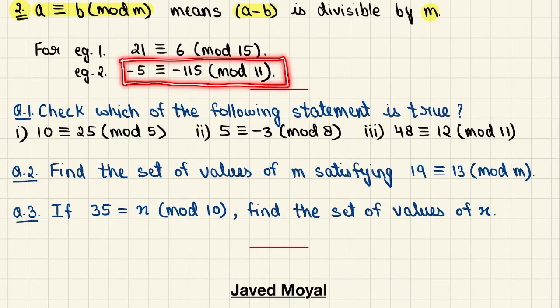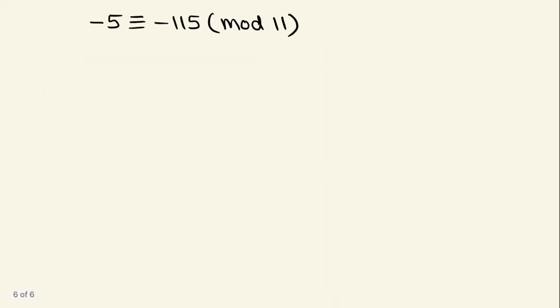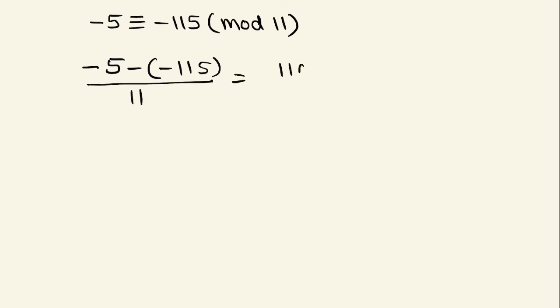Minus 5 is congruent to minus 115 mod 11. So, minus 5 minus of minus 115, when you divide by 11, you get 110 divided by 11, which is 10, which is an integer.